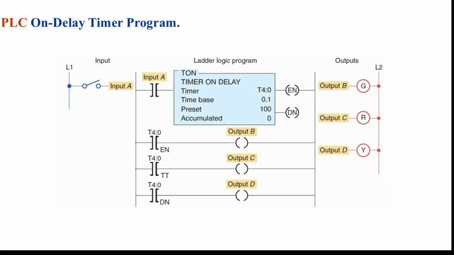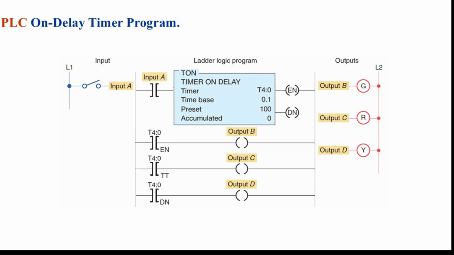This diagram shows how an on-delay timer works in a programmable logic controller ladder program. On the left side, we see the input circuit. When input A is pressed, power flows into the rung that contains the timer instruction. In the middle, we see the blue timer block labeled T4:0. This is a timer on delay instruction, often called TON. It means the output will not turn on right away. Instead, it will wait for a preset time before becoming true.